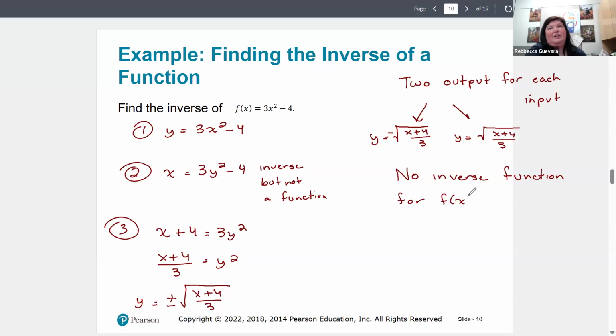for f of x, and I'm going to add a little note here, on its complete domain. Like I said, we are going to go back and revisit these two, but I just want to show you that. For the first two we found an inverse, so technically we'd say this one doesn't have an inverse for now, as long as we look at it on its complete domain.